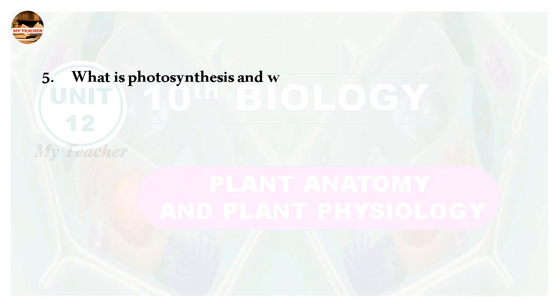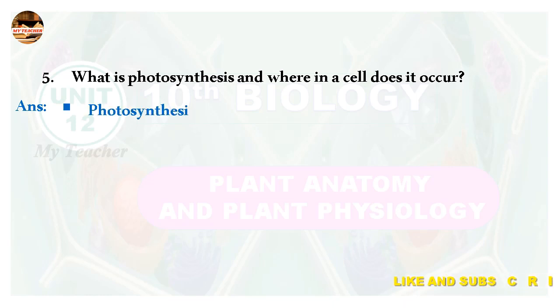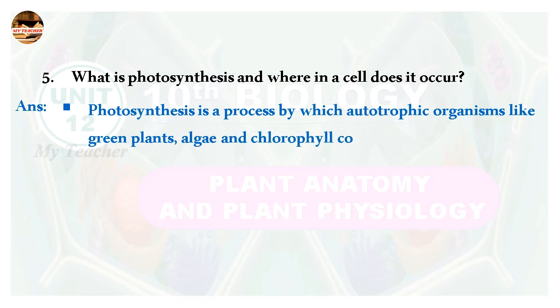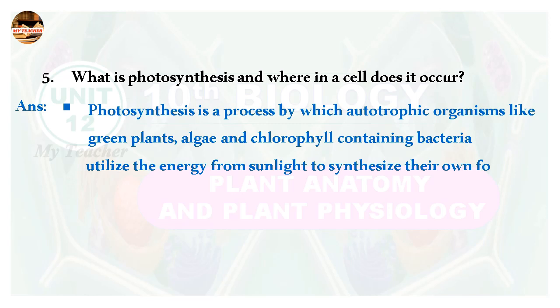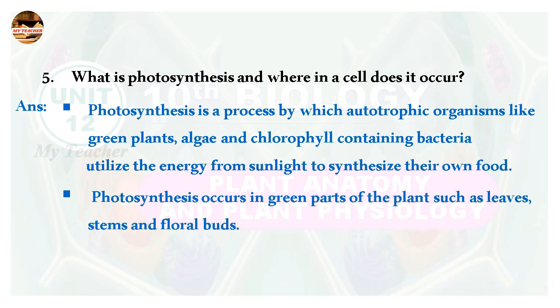Fifth question, what is photosynthesis and where in a cell does it occur? You know photosynthesis is production in the presence of light. So, answer is photosynthesis is a process by which autotrophic organisms like green plants, algae and chlorophyll containing bacteria utilize the energy from sunlight to synthesize their own food. Photosynthesis occurs in green parts of the plant such as leaves, stems and floral buds.